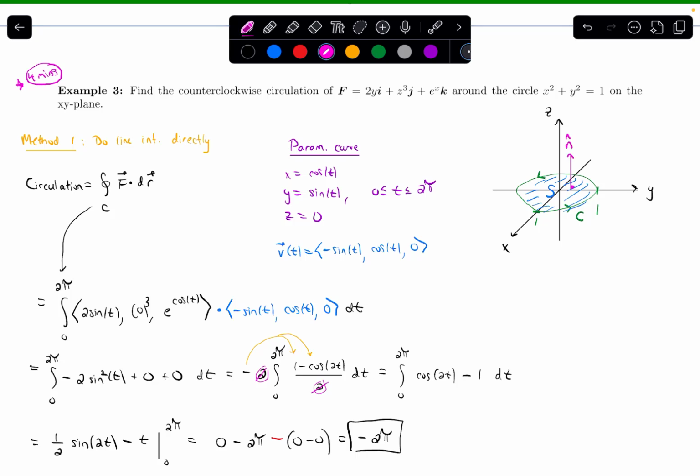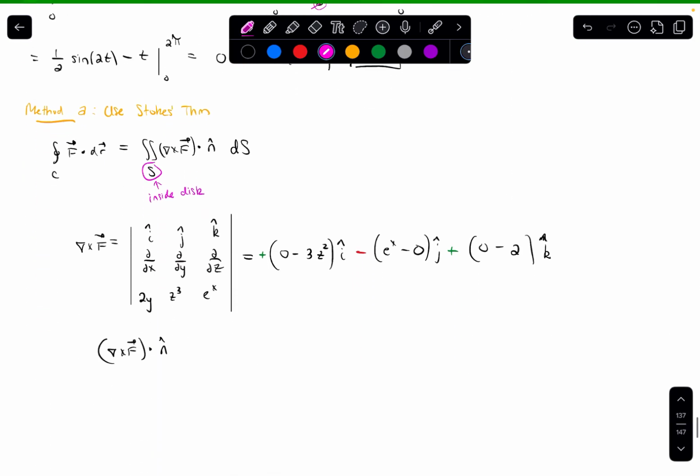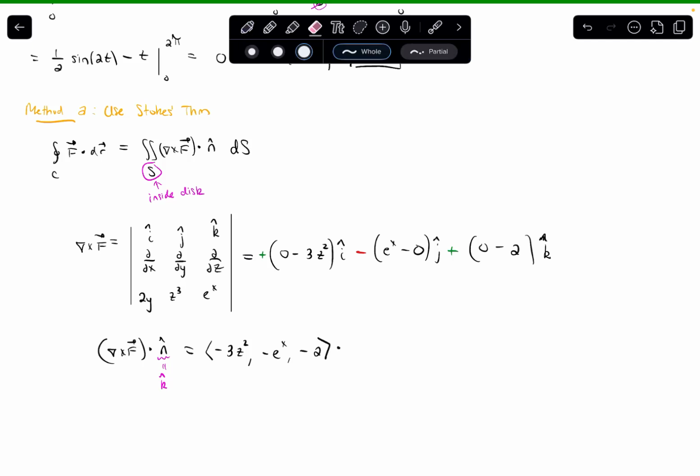But straight up, well, that's just k hat. That's just the vector 0, 0, 1. Okay, so for my problem, the unit normal vector equals k hat. So I've got to take my curl, let's put it in bracket notation. That's negative 3z squared, comma, negative e to the x, comma, negative 2, right? That's my curl. And then dot that with k hat, the vector 0, 0, 1. And if we dot them, we just get negative 2.